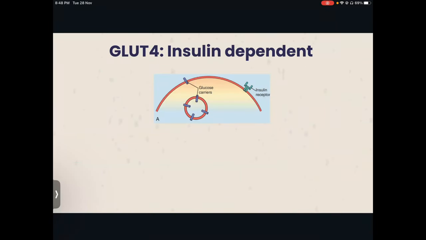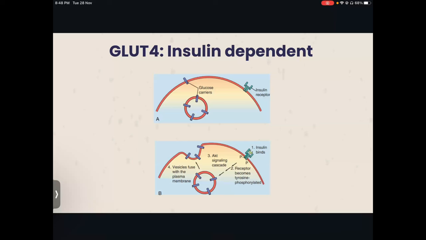Now, how could a transporter be dependent on a hormone? Let me explain this. You have these glucose carriers, which are GLUT transporters. Glucose carriers in this diagram are just the GLUT transporters. They're usually kept or stored in these vesicles inside the cell. They're just lying there waiting to be used when insulin comes and binds. So insulin comes and binds to the cell, as you can see in the receptor here. And this causes a cascade of reactions, which will result in these GLUT transporters being added to the membrane. So now you're taking the GLUT transporter and putting it in the membrane, which provides the gate for glucose to enter the cell. So it is dependent on insulin. Only when insulin comes and binds do you add these GLUT transporters to the membrane, making it insulin dependent. And then you can use up the glucose.